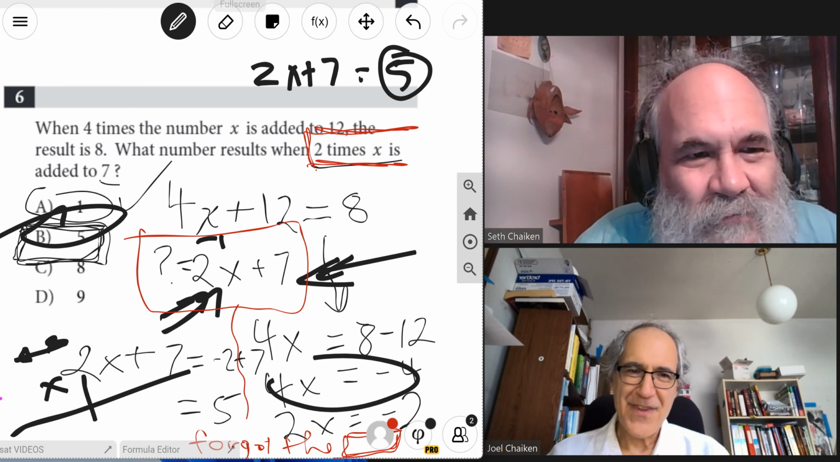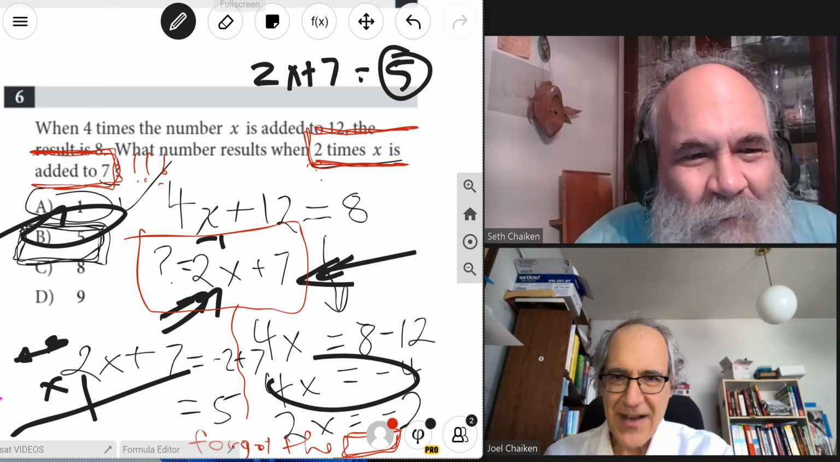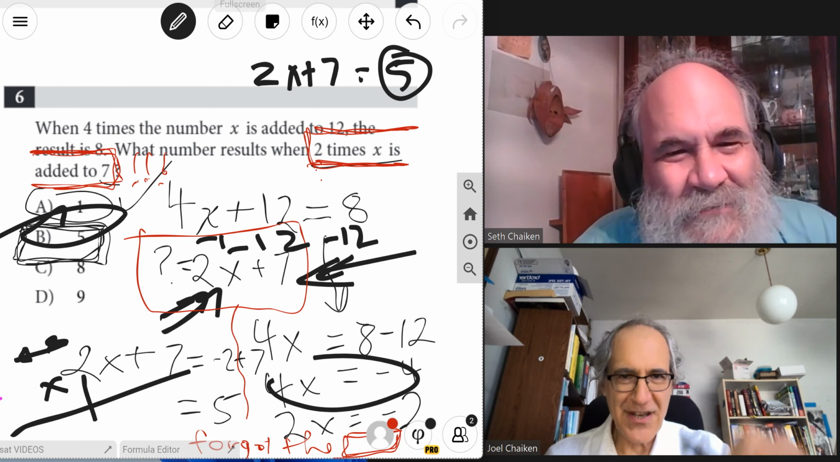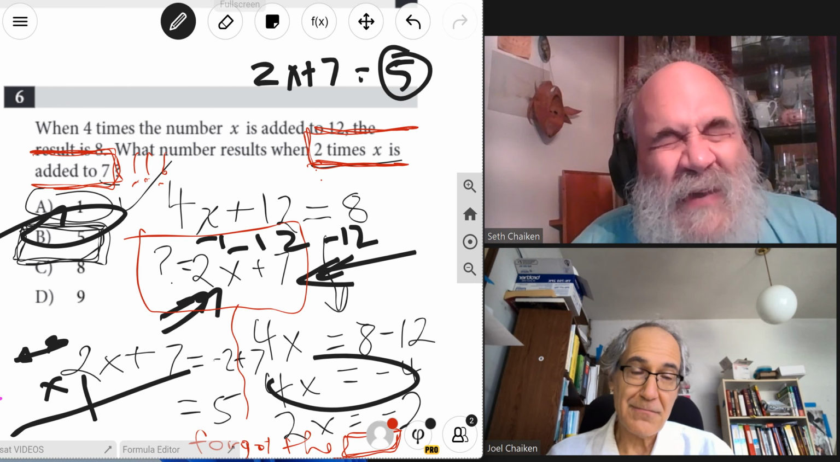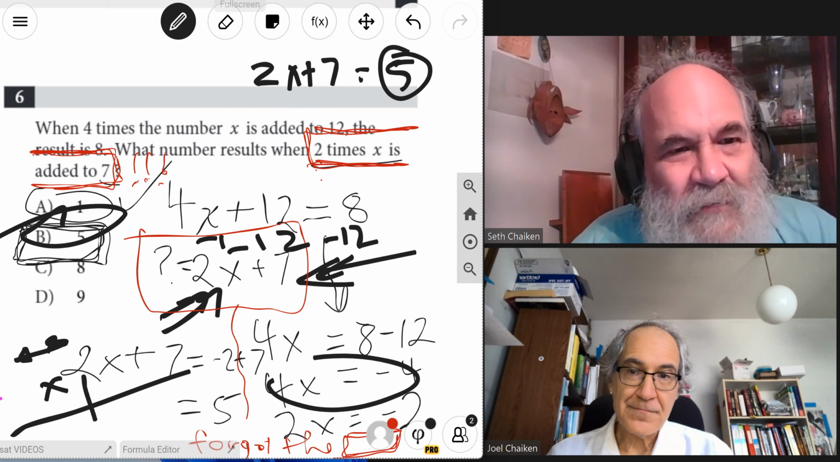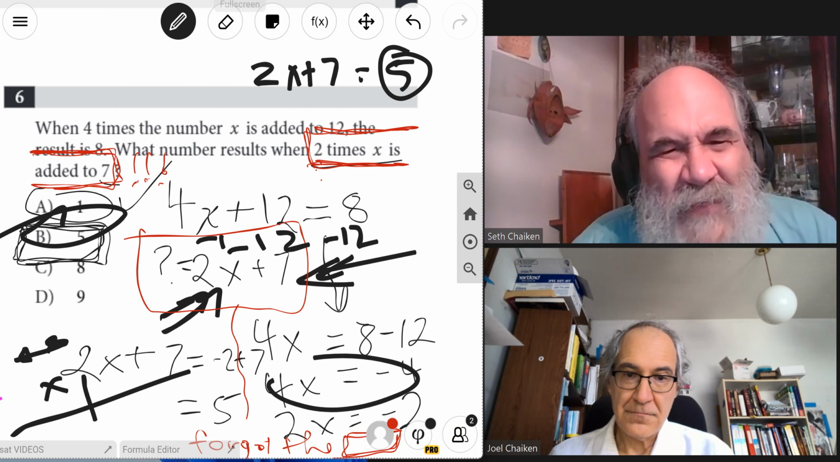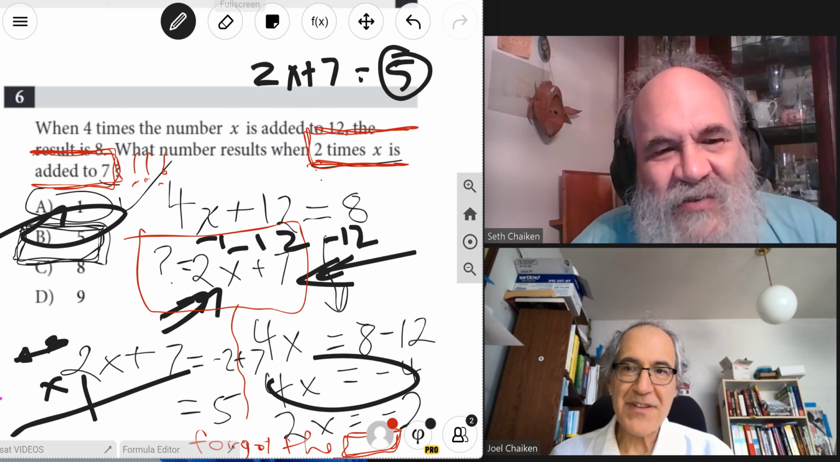You could use a calculator, but really, probably by the time you subtract the 12 on both sides, it takes longer to type 8 minus 12 into a calculator to get -4 than to do it in your head. But you could. Yeah. Well, when you see this, you might stumble over 8 minus 12. So you put it in the calculator, get your -4. Right. Because remember the mindset.